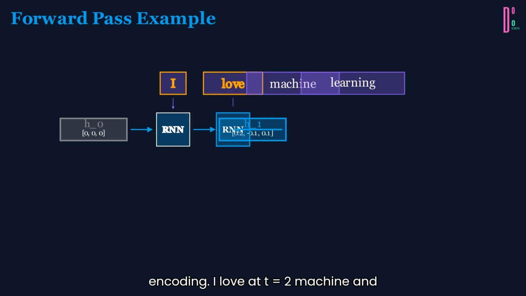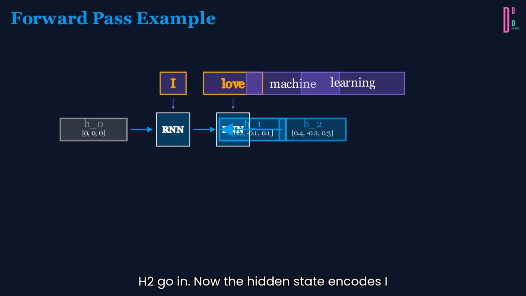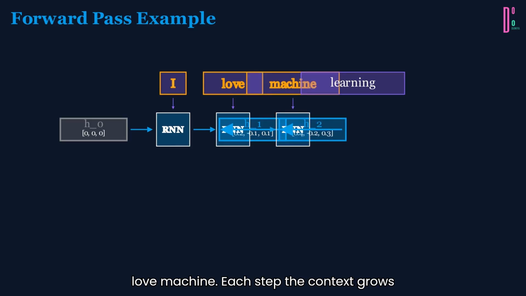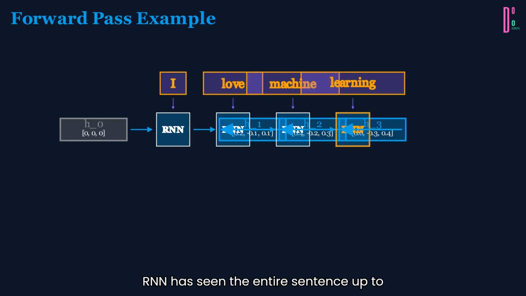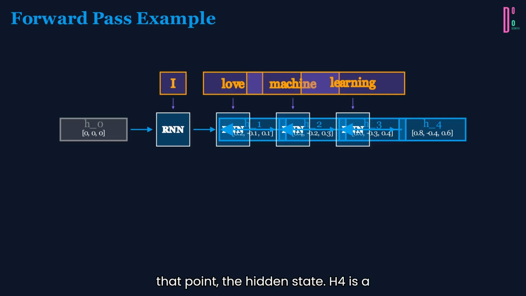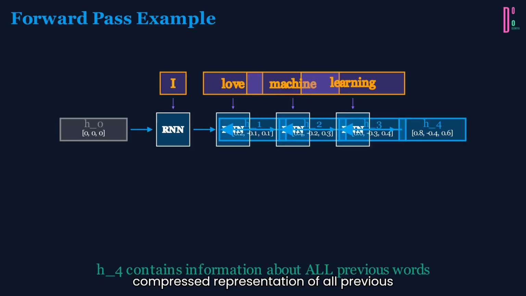At t equals 2, machine and h2 go in. Now the hidden state encodes I love machine. Each step, the context grows. By t equals 3, when processing learning, the RNN has seen the entire sentence up to that point. The hidden state h4 is a compressed representation of all previous words. This is how RNNs understand sequence. Each hidden state is a summary of everything that came before.